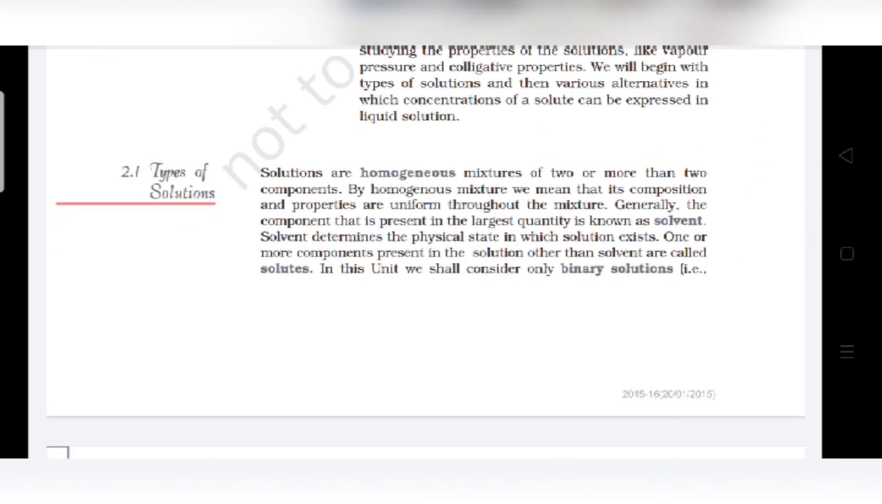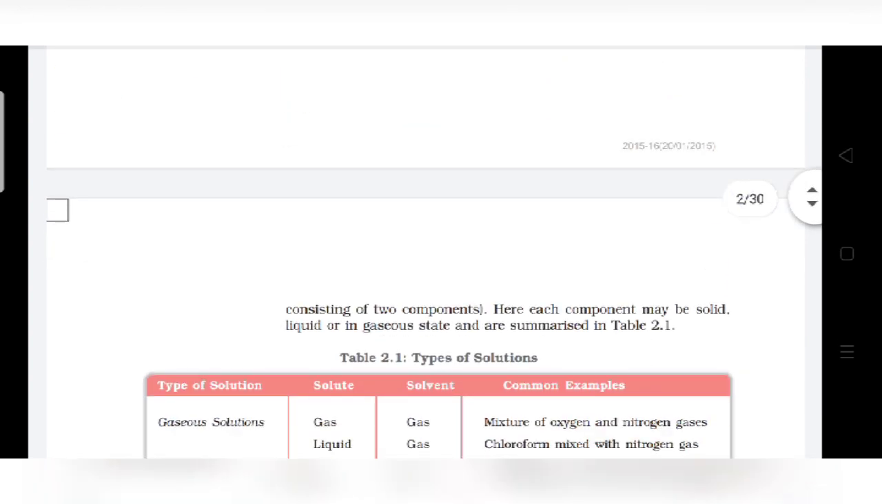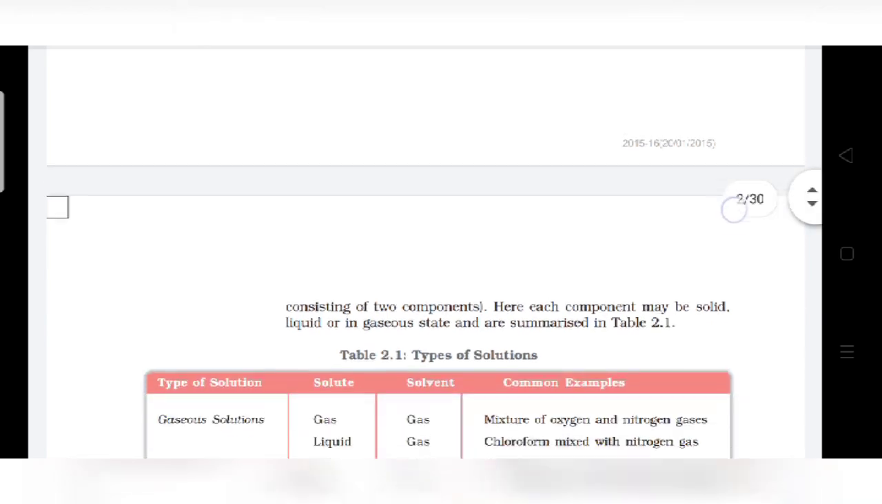Students, you all know solutions are homogeneous mixtures of two or more than two components. In a homogeneous mixture, the component that is present in the largest quantity is known as solvent, and the other component, other than the solvent, is called solute. The combination of solvent plus solute gives you a solution. In this unit we'll consider a binary solution. Binary solution means it consists of two components.